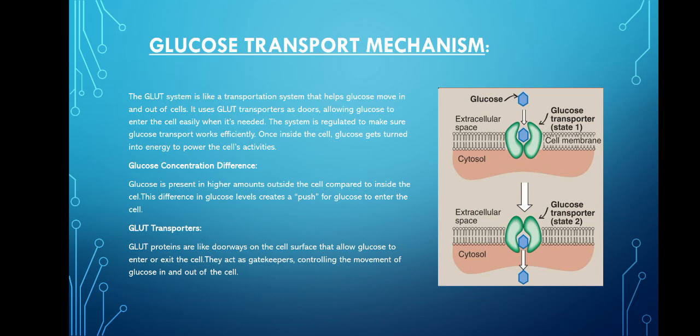Glucose transport mechanism. The GLUT system is like a transportation system that helps glucose move in and out of cells. It uses GLUT transporters as doors, allowing glucose to enter the cell easily when it's needed. The system is regulated to make sure glucose transport works efficiently. Once inside the cell, glucose gets turned into energy to power the cell's activity.